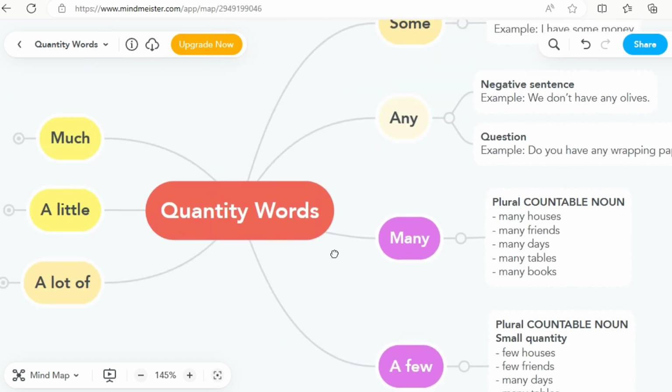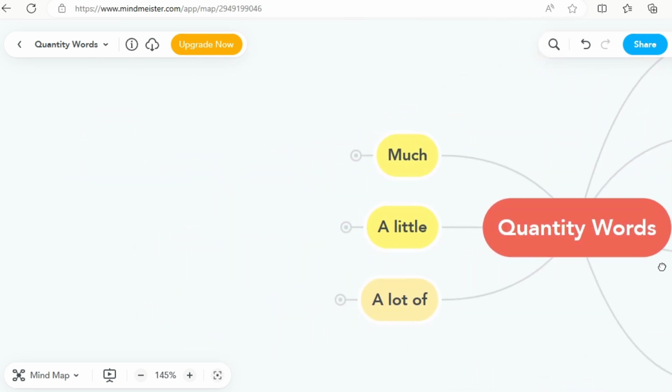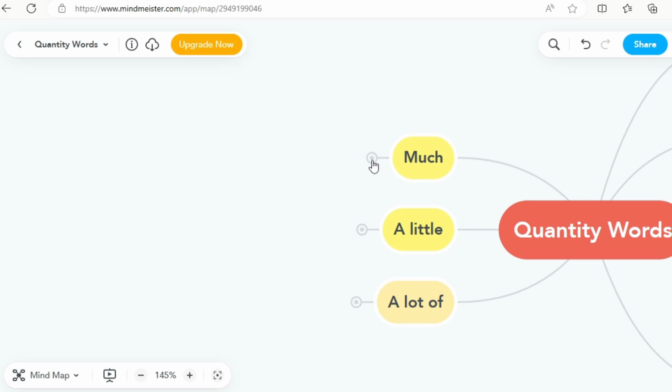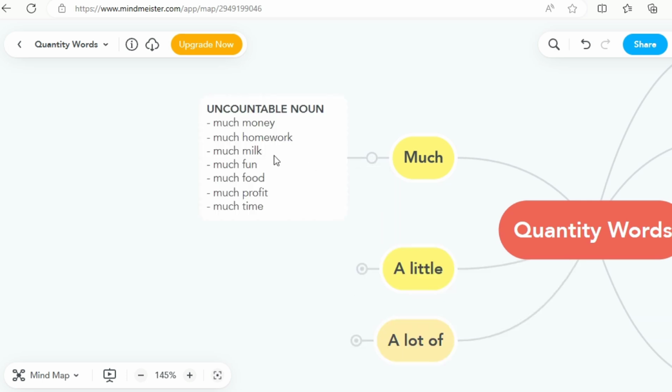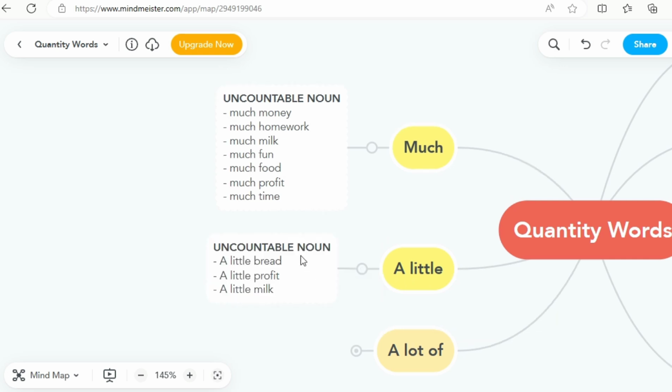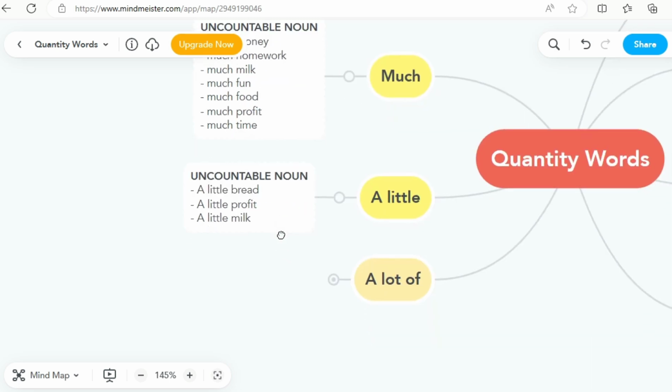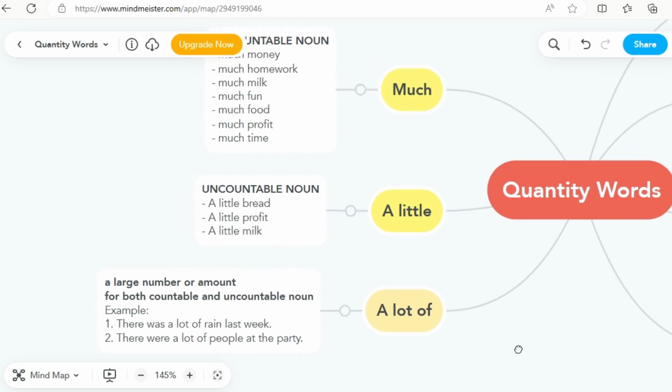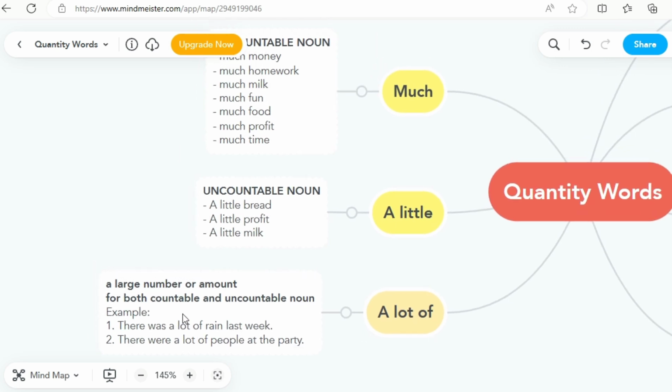Now let's move on to uncountable nouns, or things that we cannot count or cannot use one by one. For stating something uncountable that has a large quantity, you can use much. And if it has a smaller quantity or smaller size, you can use a little, like a little bread, a little milk. Then the last one, we have a lot of. It is used when you want to state something, whether it is countable or uncountable, that has a very large amount or number, like there were a lot of people at the party, or there was a lot of rain last week.